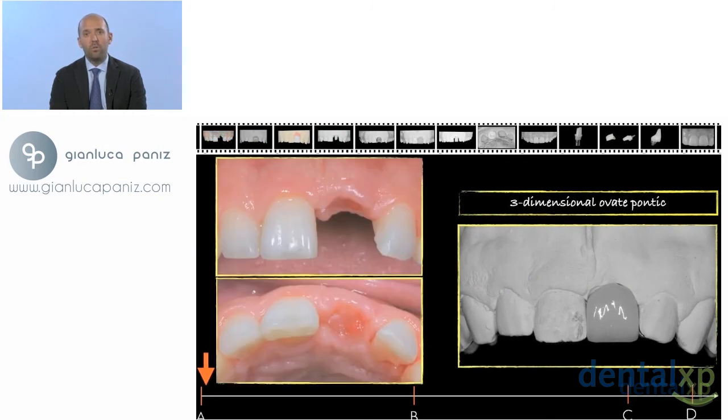We prefer to utilize silicone material, and there are today on the market also many radio-opaque materials that can eventually be detected on the radiographic examination after the impression. But again, in these cases, we have an ovate pontic ready after the surgical procedure that is inserted immediately after the surgical procedure, managing the soft tissue during the time of implant osseointegration.